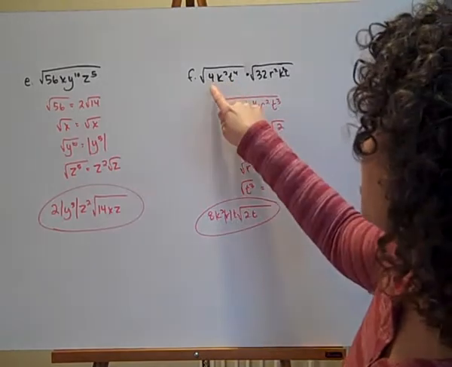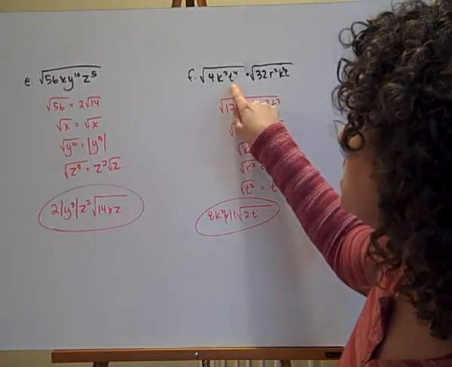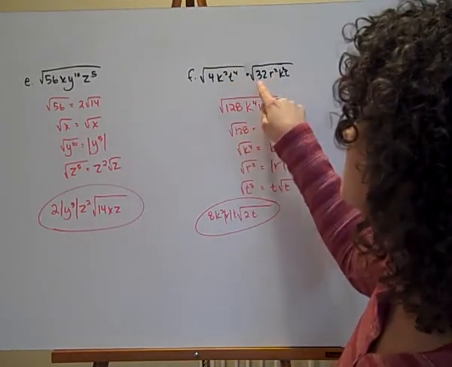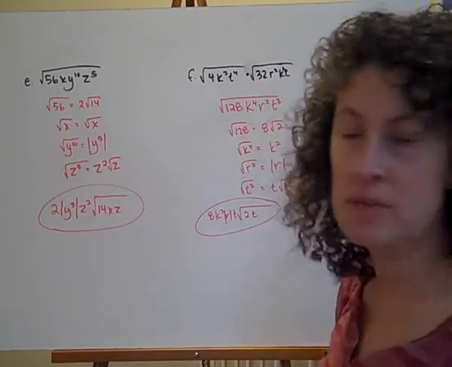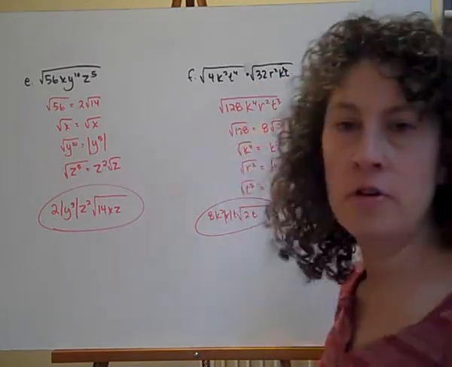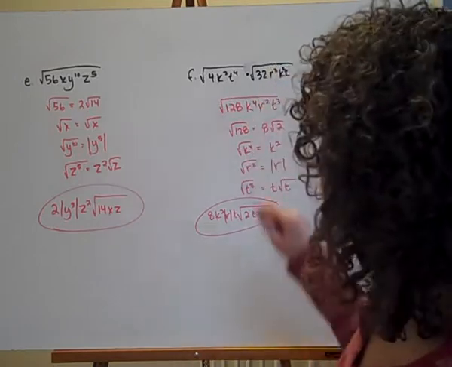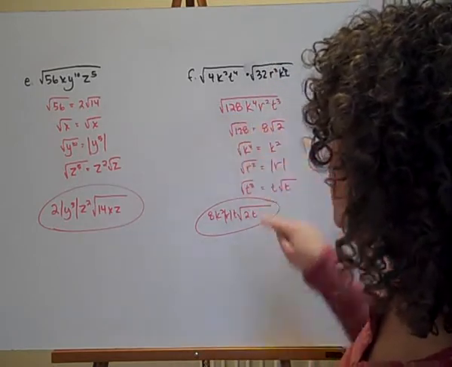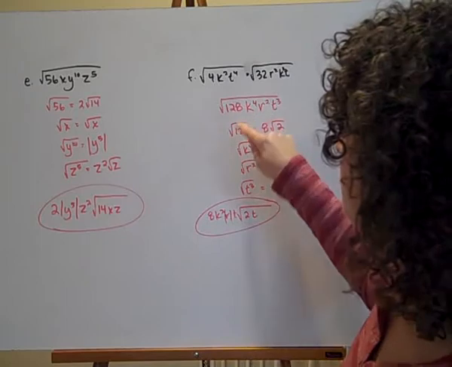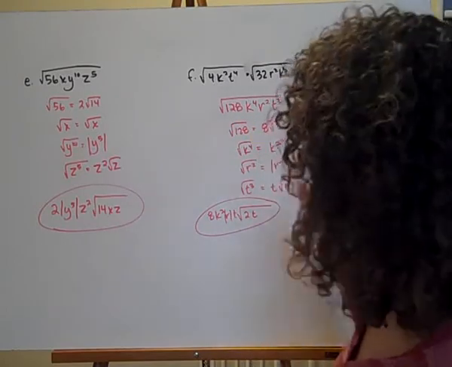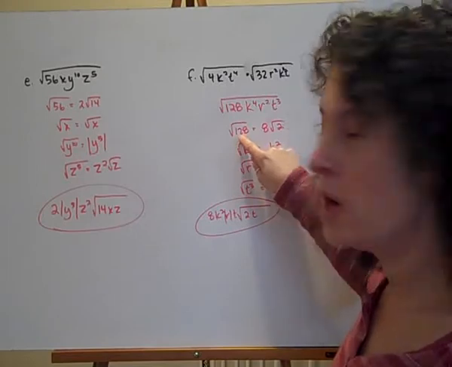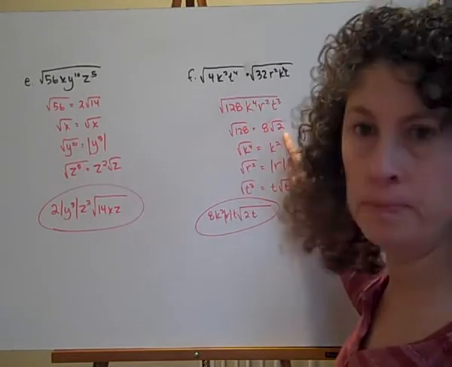One more. So I've got 4k squared t to the 4th, all in the radical symbol, times square root of 32r squared k squared times t. I'm going to put these all together first so I can see what I have in one fell swoop here. And then I'm going to deal with each one individually. So I have square root of 128, and 128 is 64 times 2. So 64 is a perfect square, so that's 8. So 8 times the square root of 2.